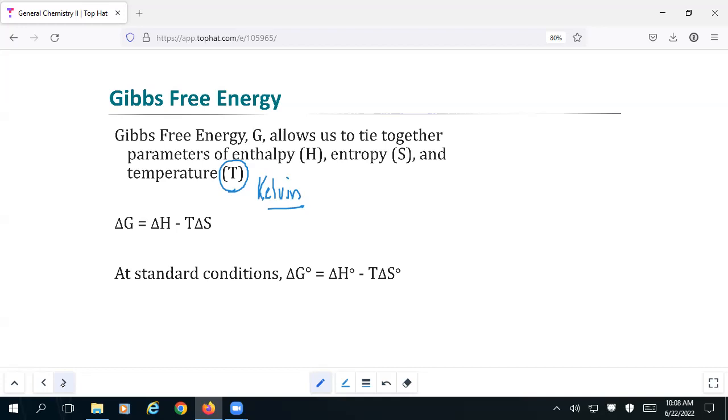So this equation covers us for basically any kinds of conditions that we might encounter. If we are at standard conditions, and remember, standard conditions are 1 bar of pressure, 25 degrees Celsius, 1 molar concentration, under those conditions we can put the little degree symbols back on everything. That would indicate that we are at standard conditions, and we could get a standard Gibbs free energy change.